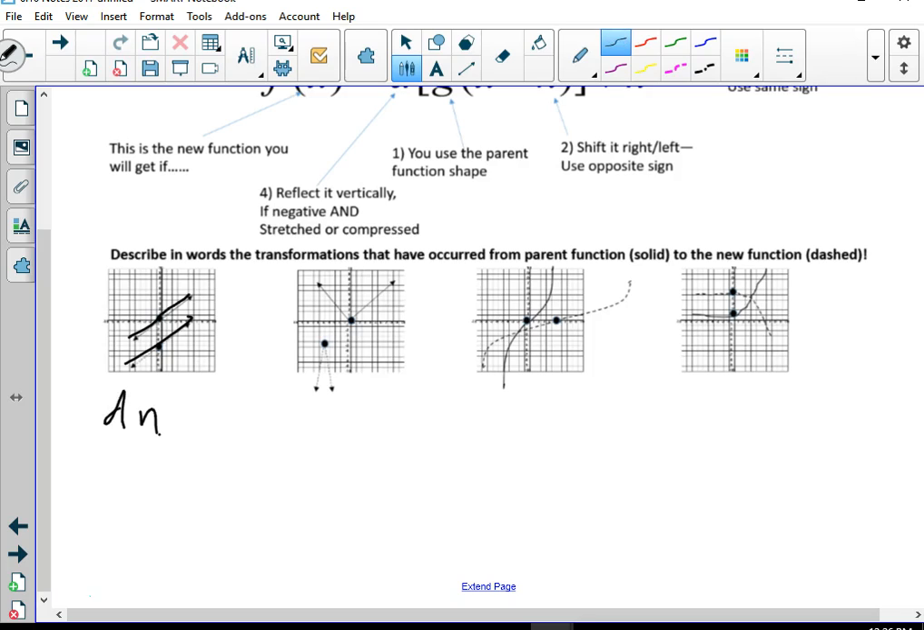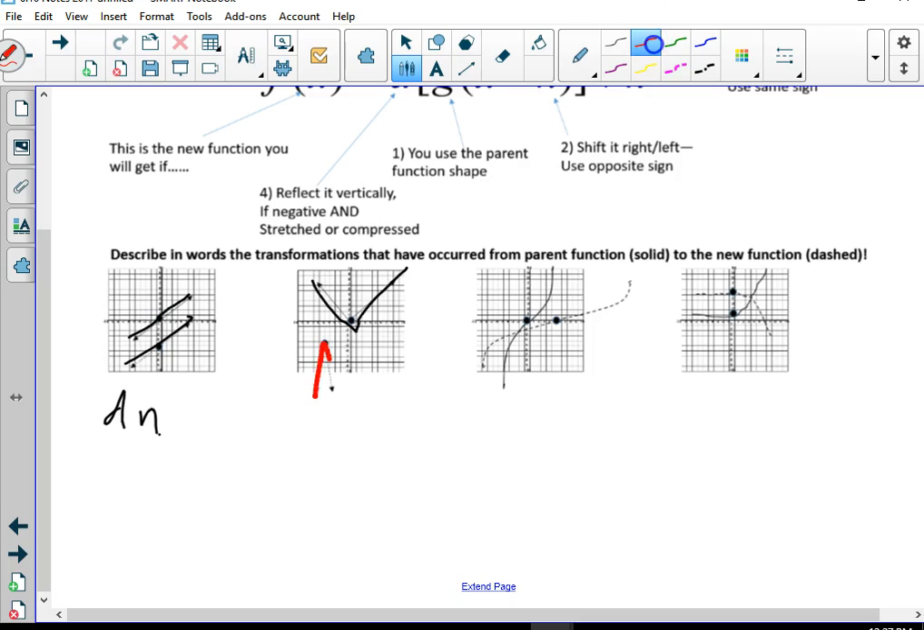We use the new abbreviation, DN. Down. The slope hasn't changed, so it's not wider, narrower, or anything like that. It's not going in a different direction, so it hasn't flipped. It's just down. Now, here's our parent function, right here.